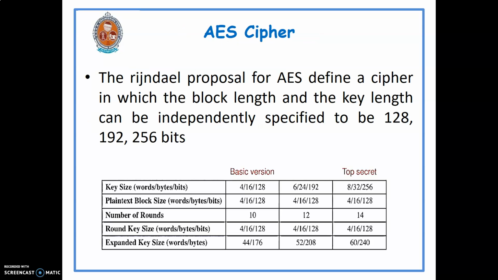AES Cipher. In AES Cipher, we are using different keys of 128-bit, 192-bit and 256-bit, and the plain text block size is 128-bit. The number of rounds depends on the key size. For a 128-bit key, 10 rounds of operations. For a 192-bit key, 12 rounds of operations. For a 256-bit key, 14 rounds of operations.